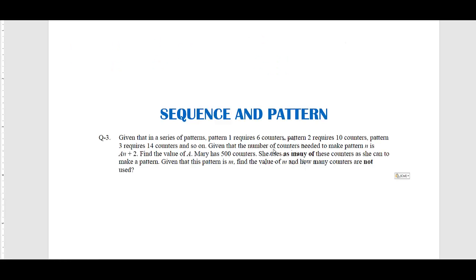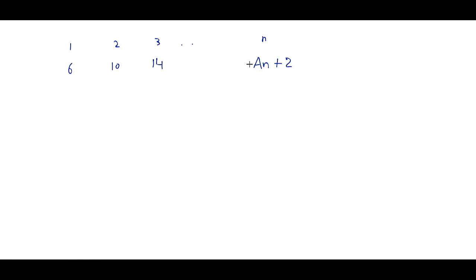Given that the number of counters needed to make the nth pattern is an plus 2, find the value of a. The number of counters for the nth pattern is an plus 2.